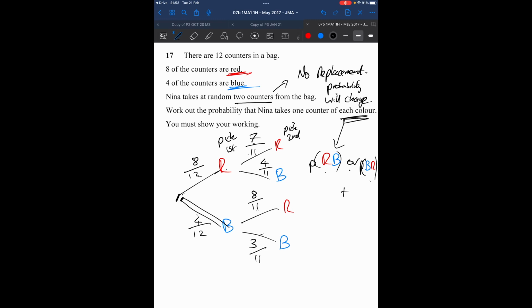So red and then blue is going to be 8 over 12 times 4 over 11. Blue and then red is 4 over 12 times 8 over 11. Multiply the tops together, multiply the denominators, you get 32 over 12 times 11, so it's going to be 132. And then the other one works out to be the same multiplication, doesn't it? So in total, it's going to be 64 out of 132, and that's all we have to do for this. It doesn't say you have to simplify, so it should be fine.